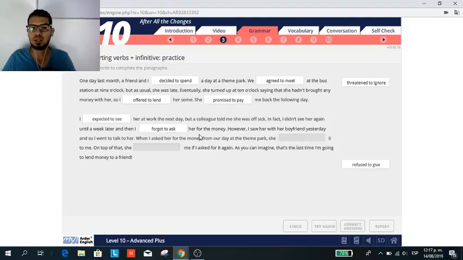However, I saw her with her boyfriend yesterday, and so I went to talk to her. When I asked her for the money from our day at the theme park, she refused to give it to me. On top of that, she threatened to ignore me if I asked for it again. As you can imagine, that's the last time I'm going to lend money to a friend.